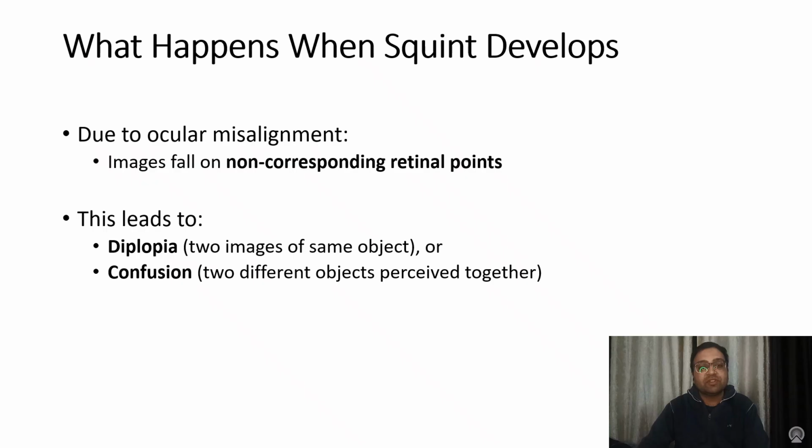So what happens when the squint develops? Due to ocular misalignment, images fall on the non-corresponding retinal points. This leads to diplopia, that is two images of the same object, or confusion, that is two different objects which are perceived together.